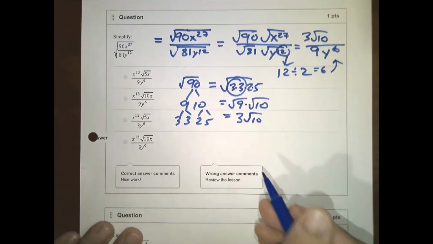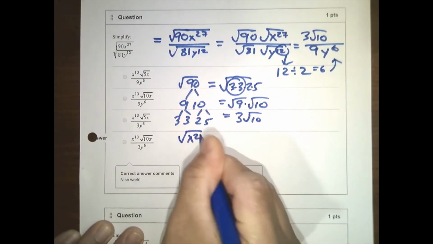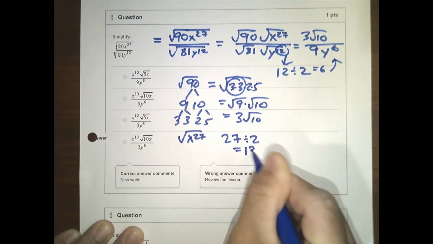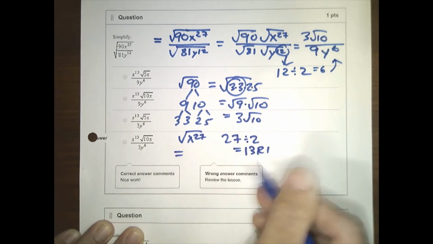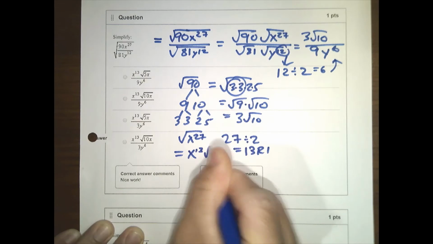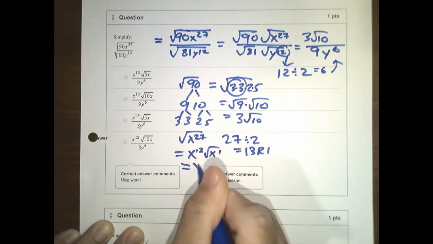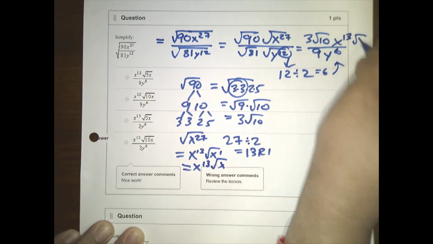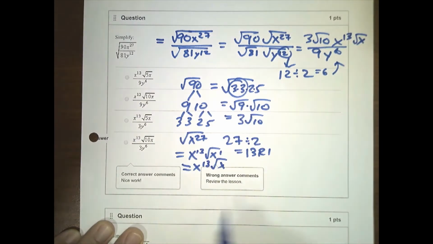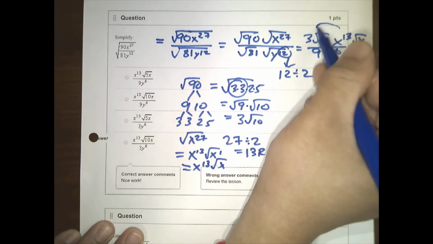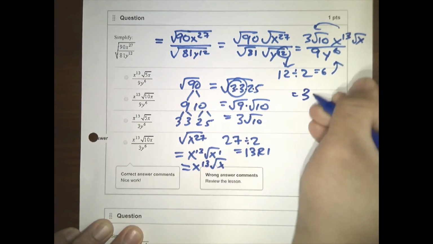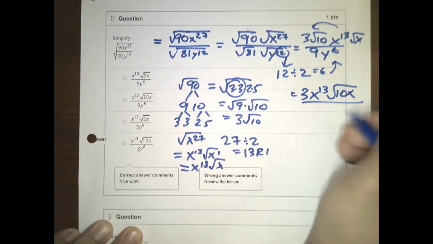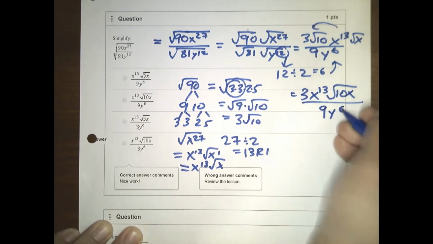Then I have square root of x to the 27th. Well, 27 divided by 2 is actually 13 with a remainder of 1. So this is x to the 13th square root of x to the 1st, or just x to the 13th square root of x. So x to the 13th square root of x. And then I will rewrite this so that it is actually just 3x to the 13th, and then the 10 and the x are both under the square root, so square root of 10x over 9y to the 6th.